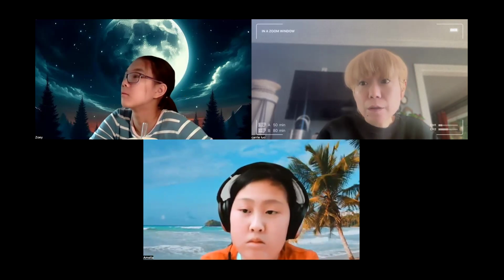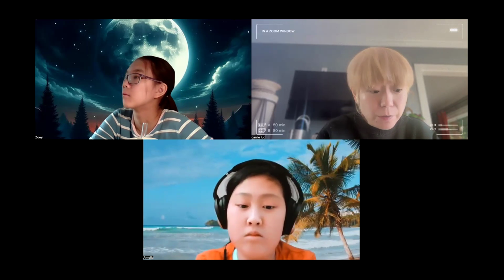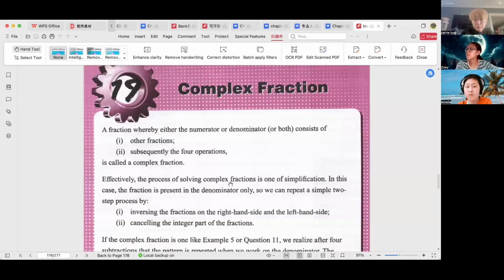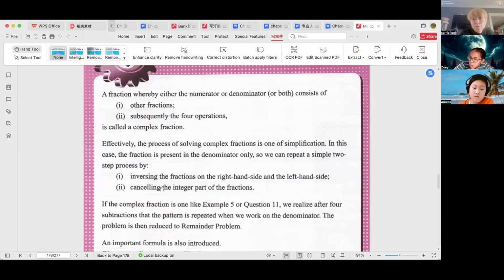Okay, good. So today we're going to learn the fraction. Can you take a look at this one? We're going to learn the fraction, okay? A fraction whereby the numerator and the denominator, or both, consist of other fractions or subsequently the four operations is called a complex fraction.